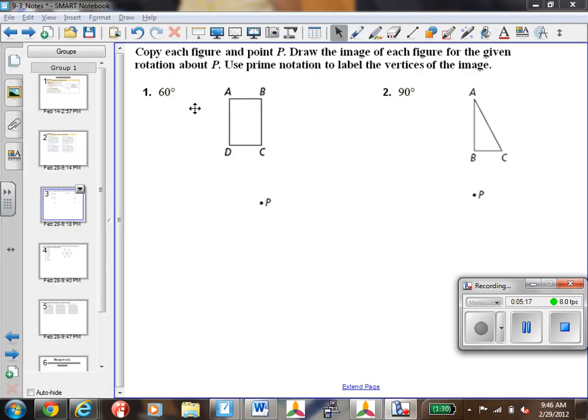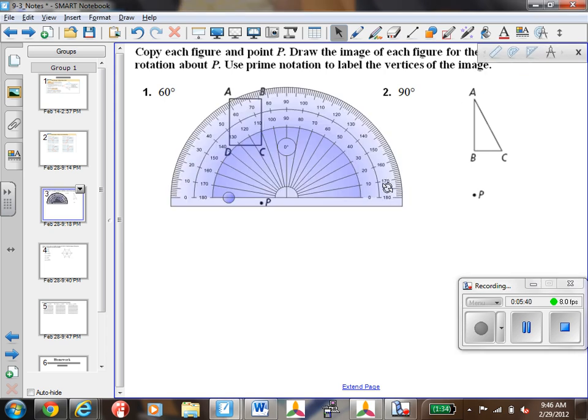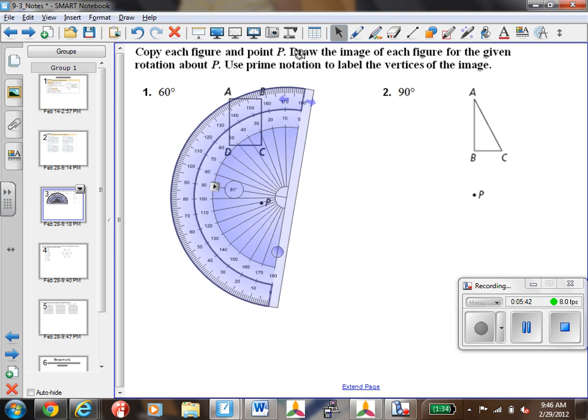Okay, so now you need to copy each figure and point P and draw the image of each figure for the given rotation about P. We're not going to copy it, it's up on the board. And so what I need to do is take this shape and rotate it 60 degrees around point P. And so doing that, you're going to need a protractor. And this is going to get a little bit crazy.